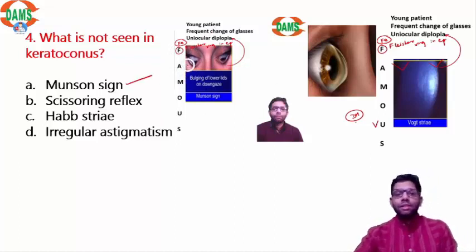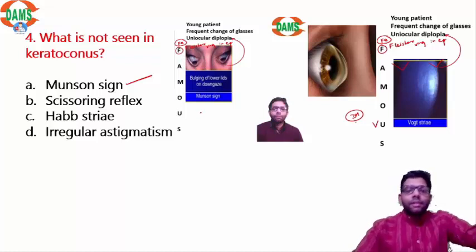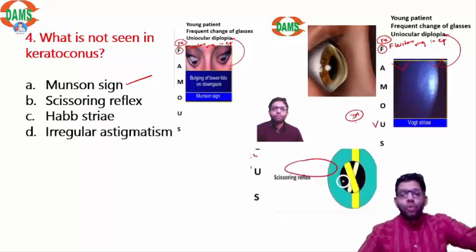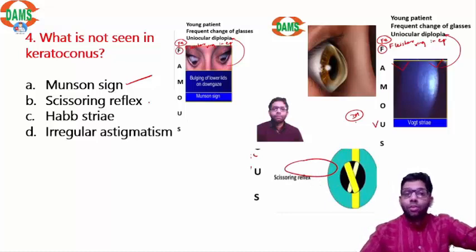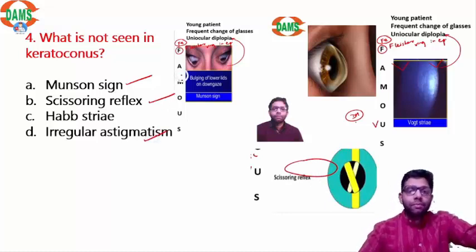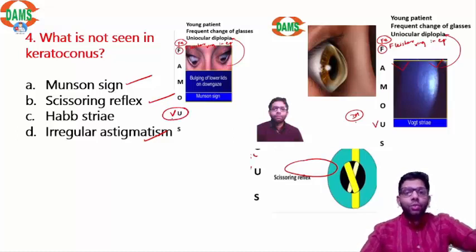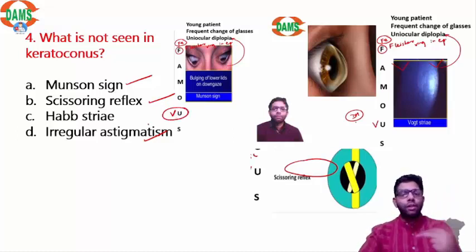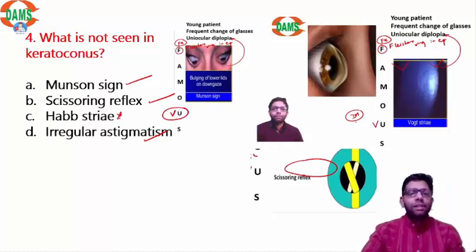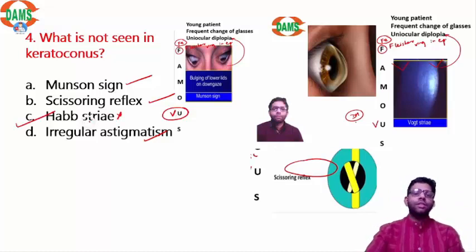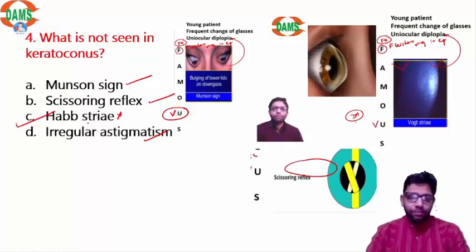Munson sign is when the patient looks down, the lower eyelid bulges. Scissoring reflex is seen on retinoscopy because of astigmatism, bi-oblique astigmatism. Later on it will become irregular astigmatism. A is astigmatism. V, I always say consider U as V. V for vertical, V for Vogt's striae. Two striae in ophthalmology: V for Vogt's in keratoconus, H for Haab's in congenital glaucoma. So that's the answer. It is not seen in keratoconus.